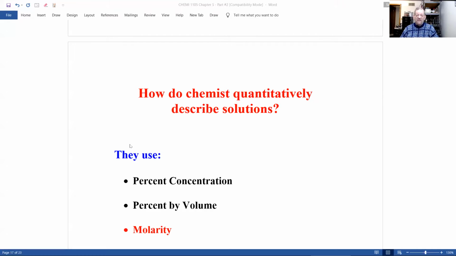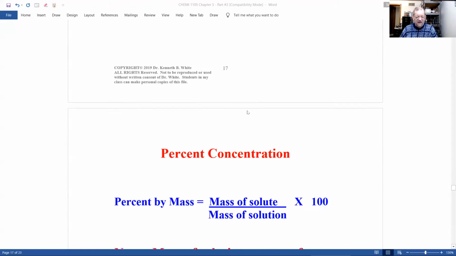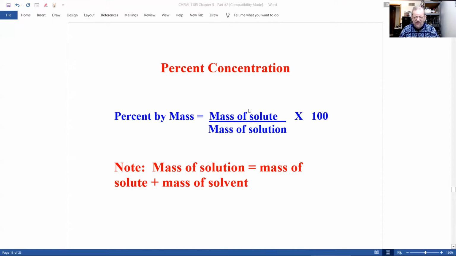Now, we're talking about how chemists quantitatively describe solutions. And the first two I'll go over again because they're important for your daily life, the rest of your life. These will help you out. And one is percent concentration.